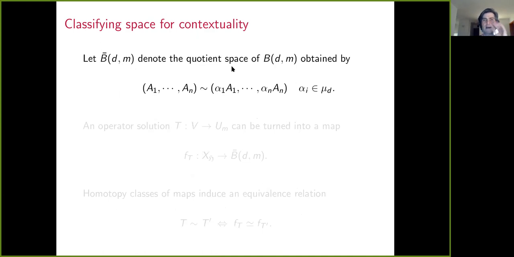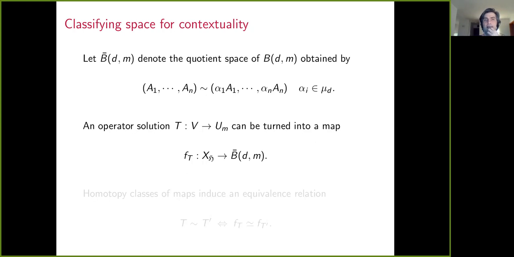There's also a quotient. I mentioned at some point that the topological realization actually doesn't see the right-hand side of the linear constraint system, meaning that we just looked at things up to scalars. A natural space that can be obtained from this space of contexts is this classifying space for contextuality, which is a quotient. You look at the n-tuples, which are the n-cells, and you identify two n-cells whenever the matrices differ by a scalar in mu_d. That's essentially ignoring the scalars at each entry. So this is a quotient space, and an operator solution can be turned into a map from a topological realization to this B-bar space. This map can be defined more precisely, but I'm not going to define it here. It's defined up to homotopy.